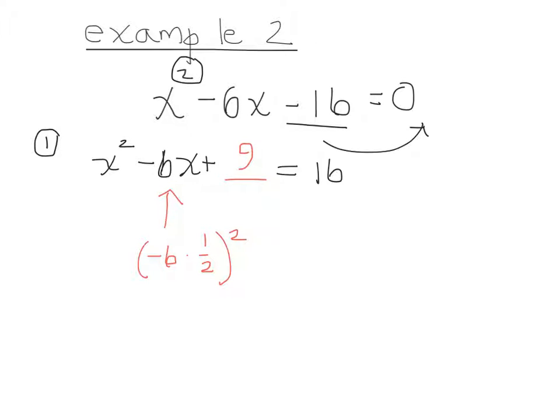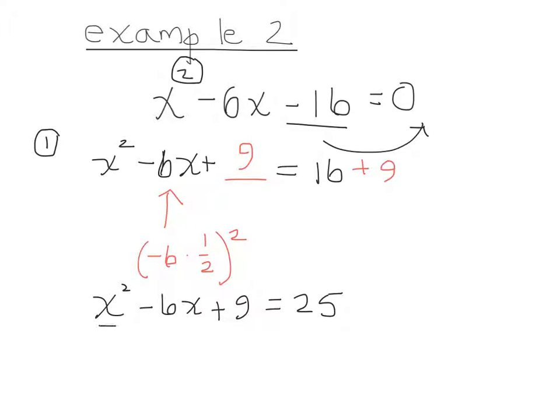Now remember, you'll always have a positive number that you're adding because anything squared is positive. But to keep the equation in balance, we must also add 9 to the right side of the equation. What we then have is x squared minus 6x plus 9 is equal to 25.